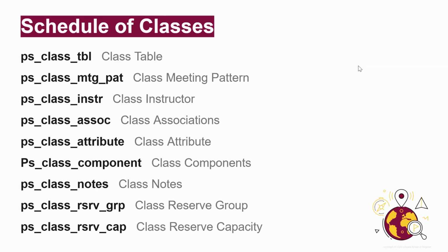Then the schedule of classes is built. It's built a year in advance, and then the academic units have a year to make adjustments. There's a lot that goes on behind that as well, but these are all the tables that are related to the schedule of classes.